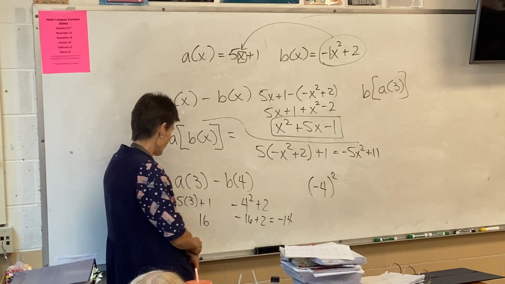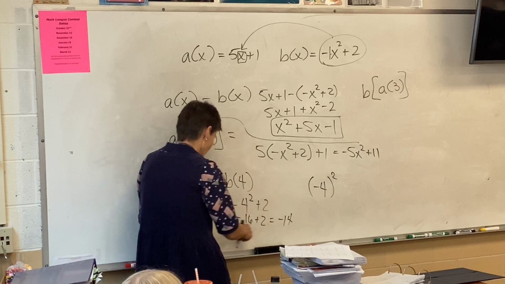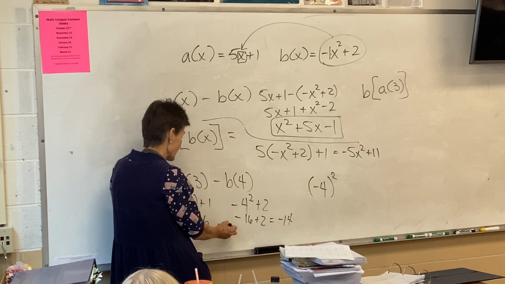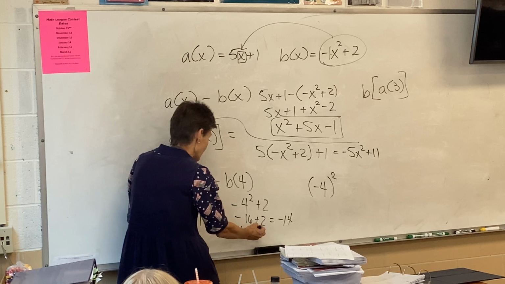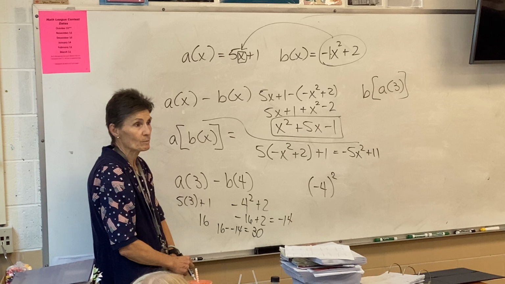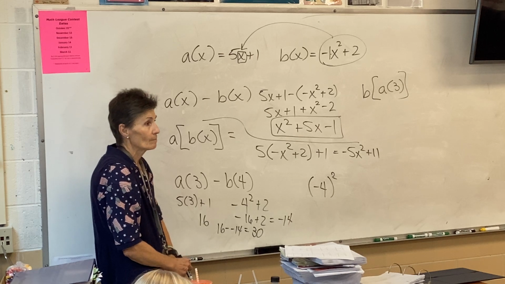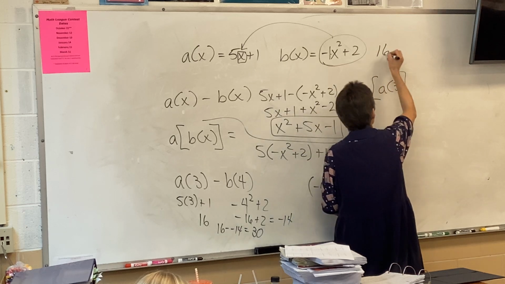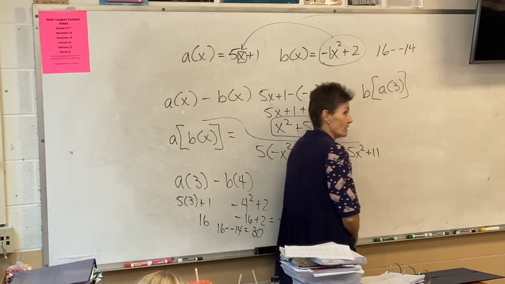And then what do I do with these two numbers? Subtract them. So 16 minus negative 14 gives me 30. We're subtracting a negative. 16 minus negative 14, that makes 30.